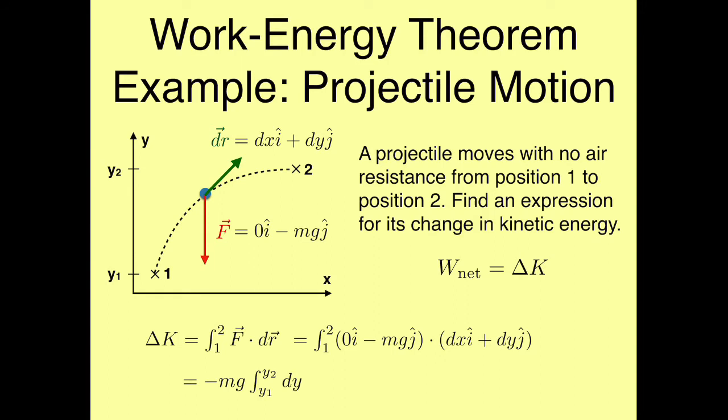But we'll also notice that minus mg is a constant, so you can just pull that out of the integral. So what we have is minus mg times the integral of dy with the limits going from y1 to y2. So y1 and y2 are just the starting and ending heights of this projectile. Now that's a really simple integral. If you work it out, it just comes to y2 minus y1. So we have minus mg times y2 minus y1. And if you want to write this in a more compact way, y2 minus y1 can really be thought of as delta y, the change in height. So the change in kinetic energy, delta K, is minus mg delta y.